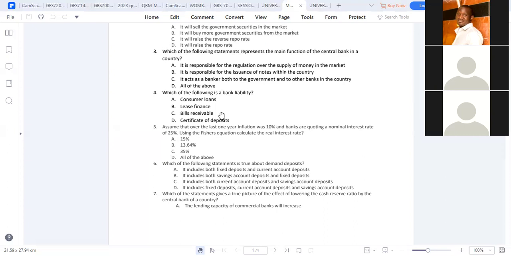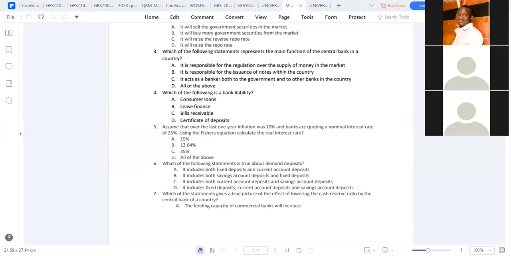So question number 4, which one of the following is a bank liability? Customer loans, lease finance, bills receivable, certificate of deposits. So certificate of deposit is a bank liability. Why? Because it is a time deposit held by a bank that represents a liability, because the bank will owe the depositor the principal plus interest when the CD matures.